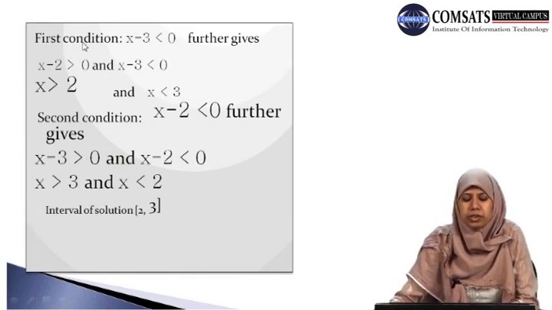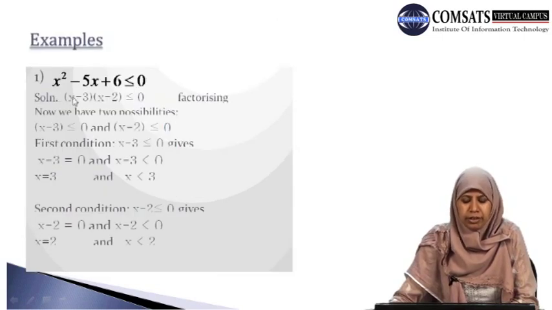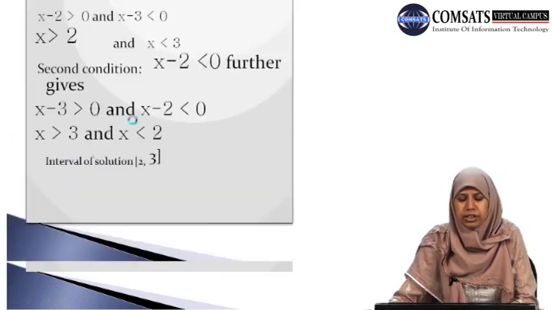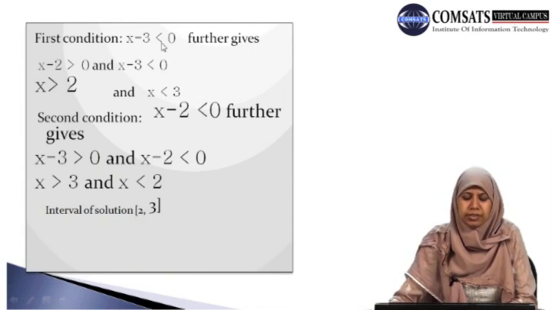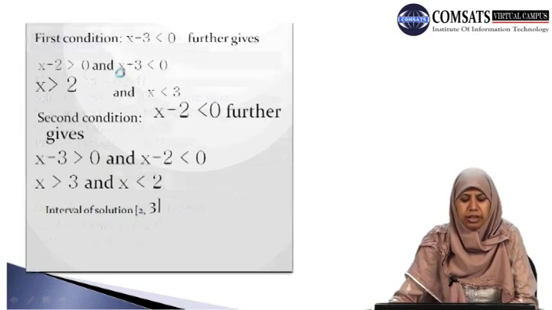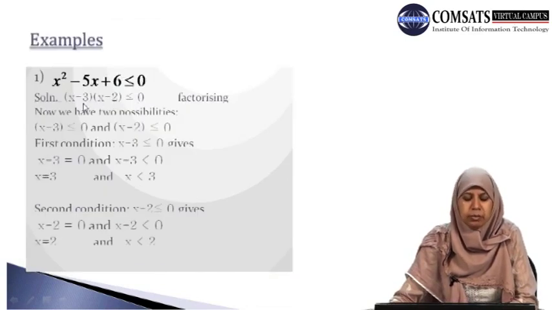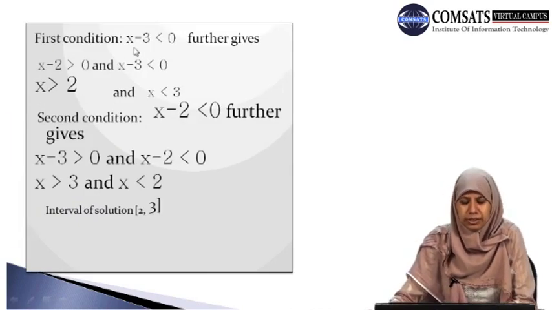So our first condition was that x minus 3 is less than 0. If we have a product of two factors which is negative, x minus 3 and x minus 2, then one term will be positive and the other term will be negative. So if x minus 3 is negative, then the second factor x minus 2 should be positive. Solving this, we obtain that x is greater than 2 and x is less than 3.